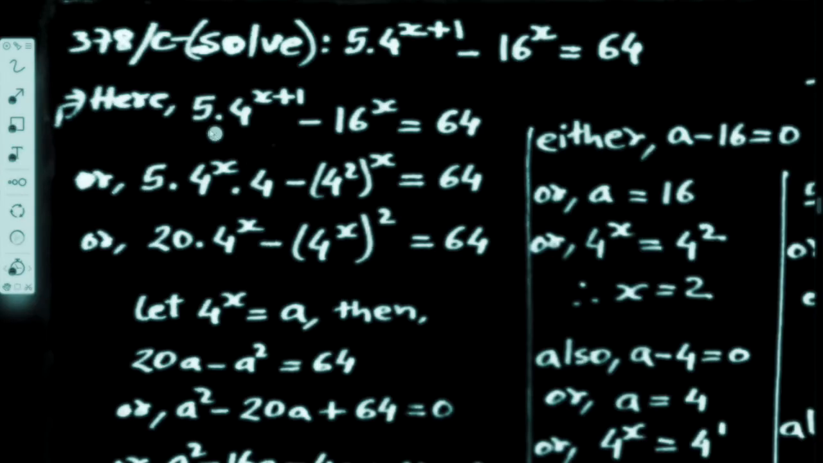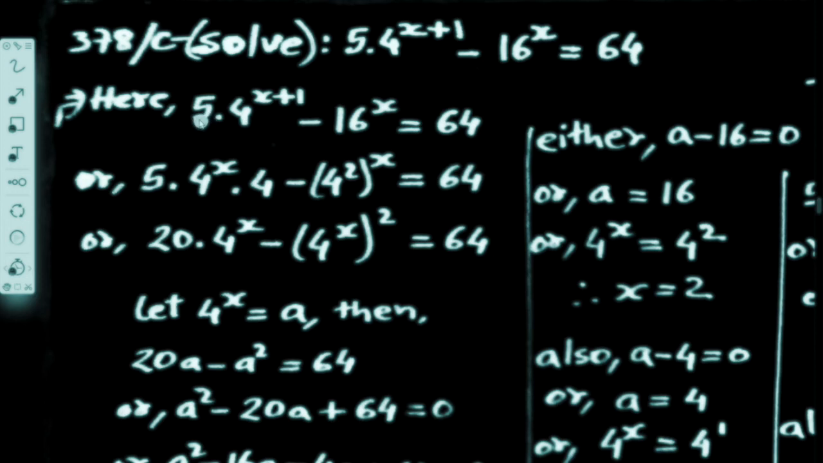Next problem of the equation chapter. Here given problem number 378 by C. Solve. Now our given question is 5 into 4 power x plus 1 minus 16 power x equals 64. Now this is our equation. From this equation we should get the value of x.